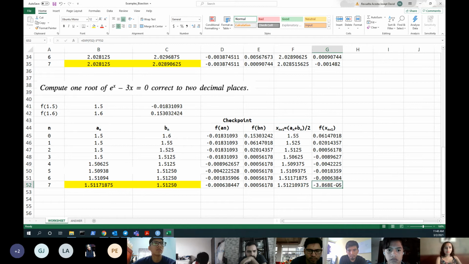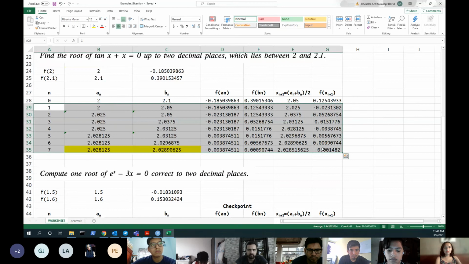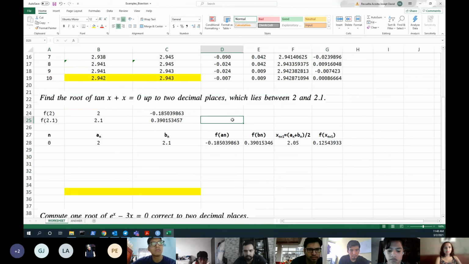As you see, there is 3.8 times 10 to the power minus 5. So it's a very low error, and this is the solution for the second exercise. Okay, and then the solution for the third exercise, this is the exercise with the tangent.